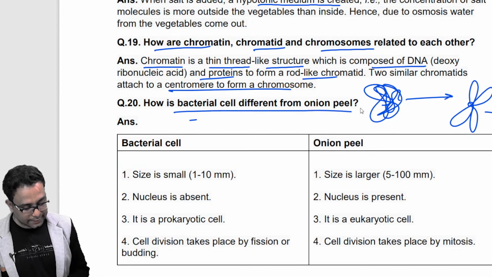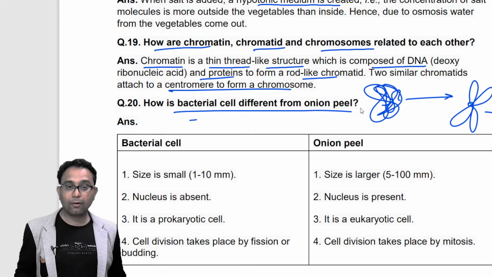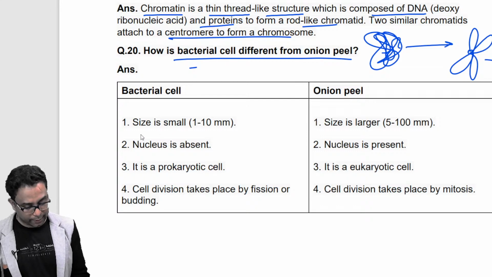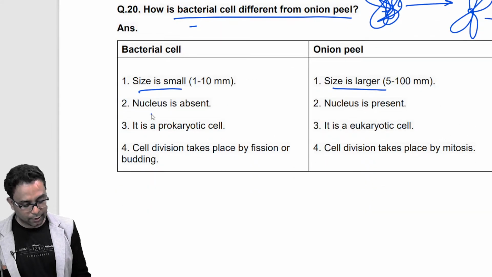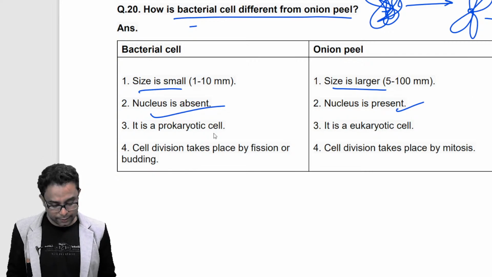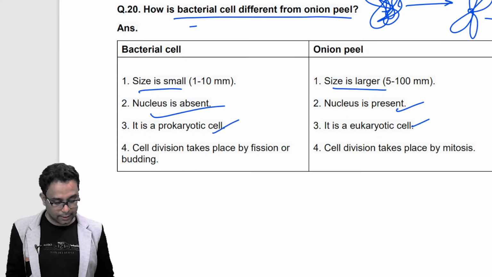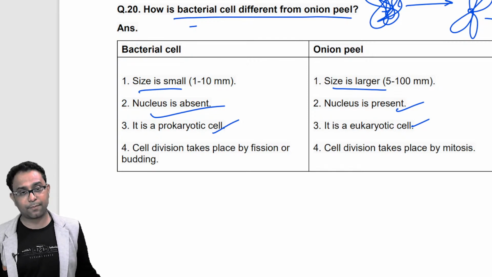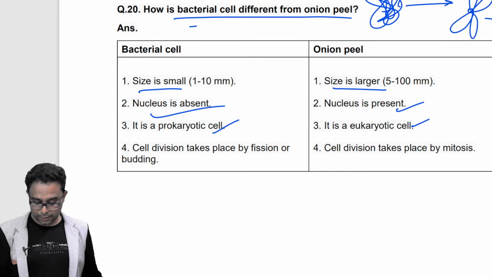How does the bacterial cell differ from the onion peel? Onion peel is a plant cell, while the bacterial cell is a prokaryotic cell. So the bacterial cell is very small, 1 to 10 micrometers, and the size is larger in the onion peel. In bacteria the nucleus is absent; in onion peel the nucleus is present because it is a eukaryotic cell. One is prokaryotic and the other eukaryotic. In bacteria cell division takes place by fission, and in onion peel cell division takes place by mitosis.